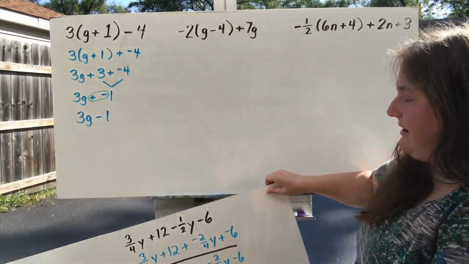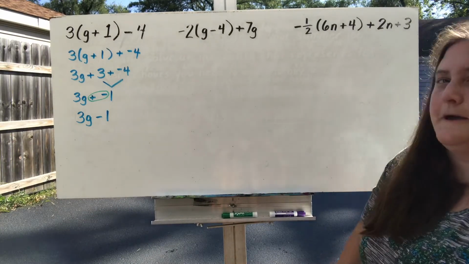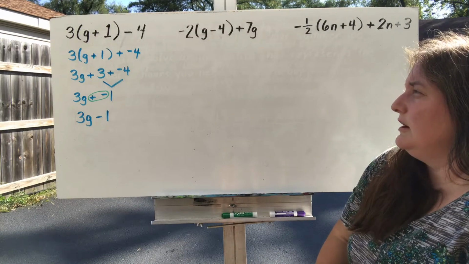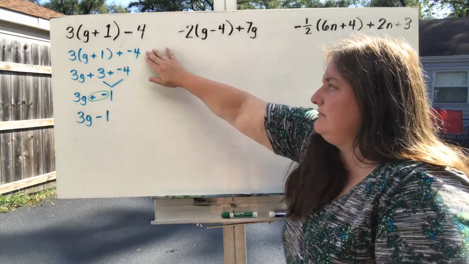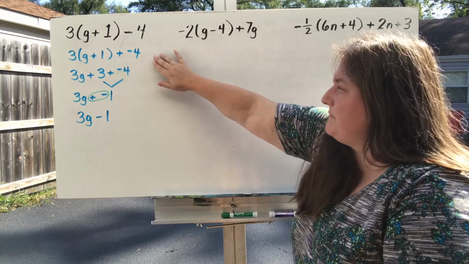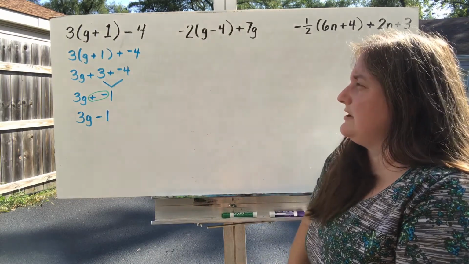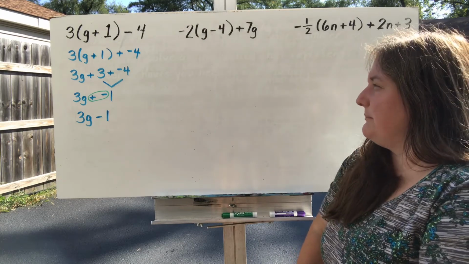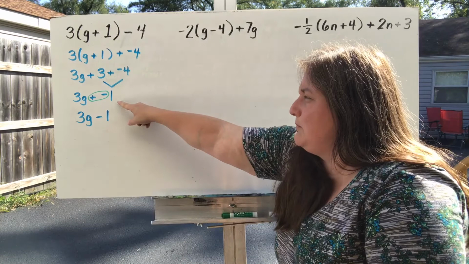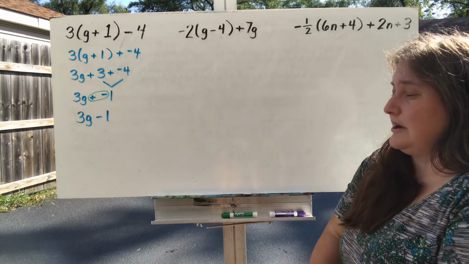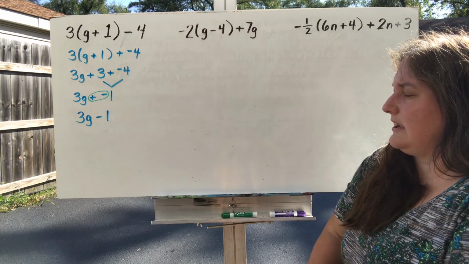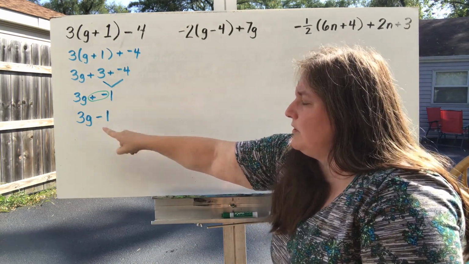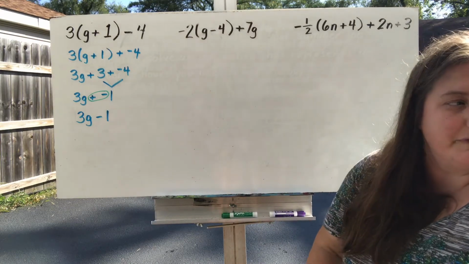So let's look at some that have parentheses. So here I have 3 times the quantity g plus 1 minus 4. What I did first was I changed it to addition, so I made this plus negative 4. I then distributed my 3, so it became 3g plus 3. And then I found some like terms that I could combine. The 3 and negative 4 could go together to be negative 1. So I had 3g plus negative 1, which I can simplify into a minus 1. So 3g minus 1 is my most simplified version.